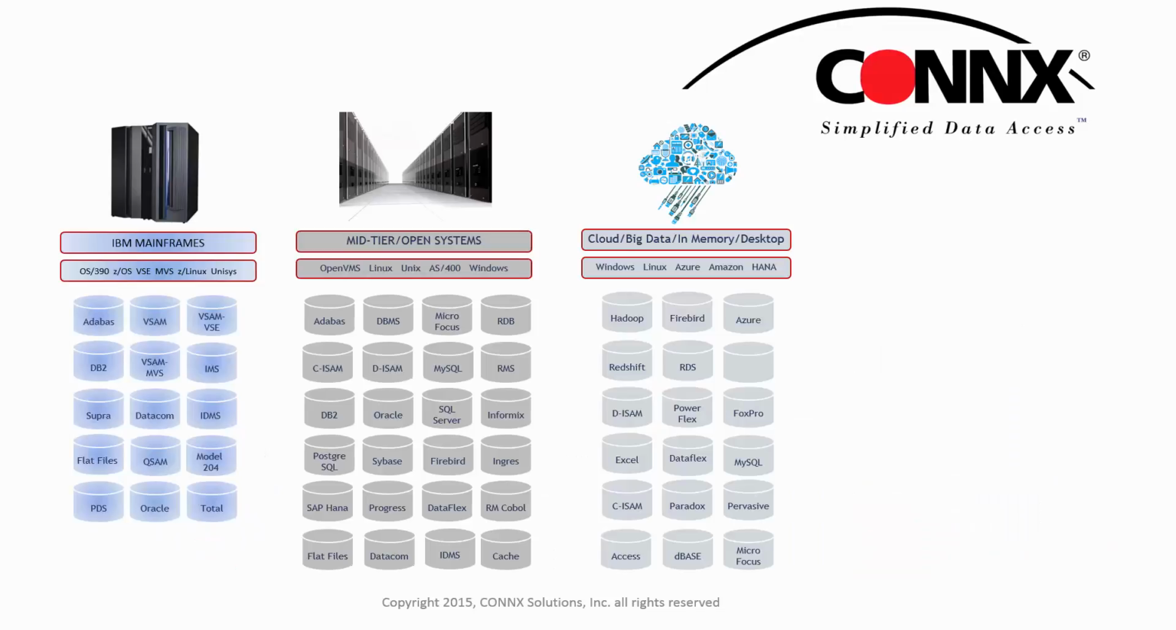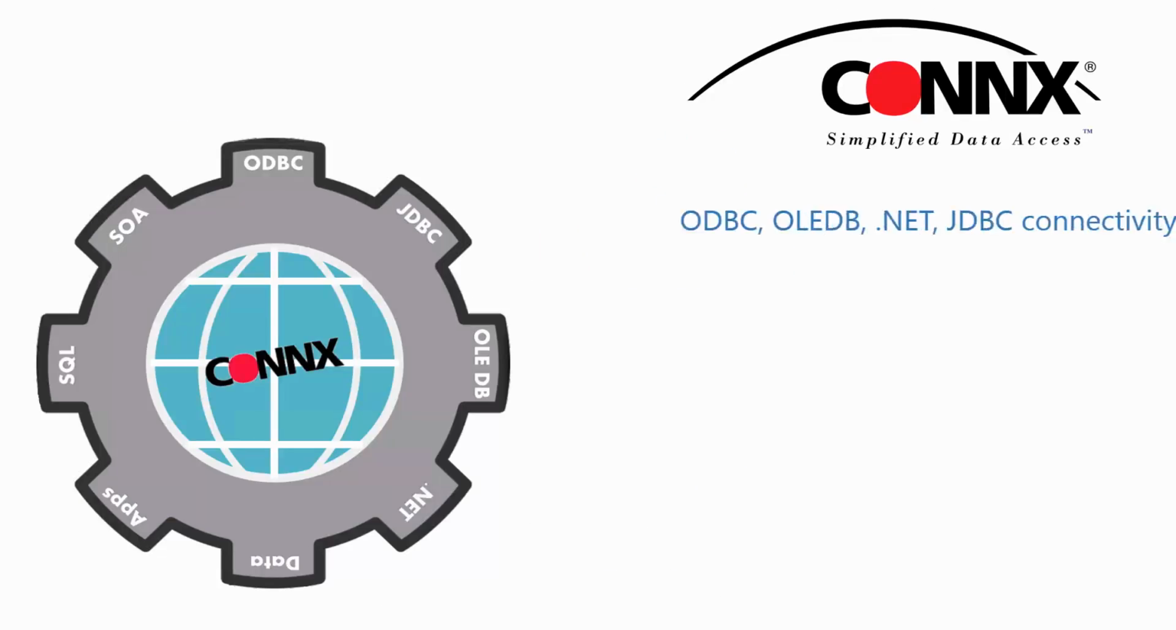CONNX offers real-time data access to over 120 mainframe, non-relational, relational, desktop, cloud, big data, and in-memory databases on all major platforms. CONNX provides connectivity via ODBC, OLEDB, .NET, or JDBC to any legacy, non-relational, or relational data source.